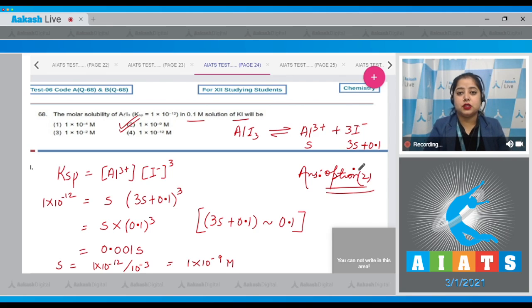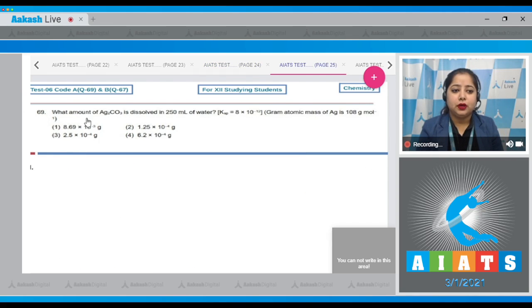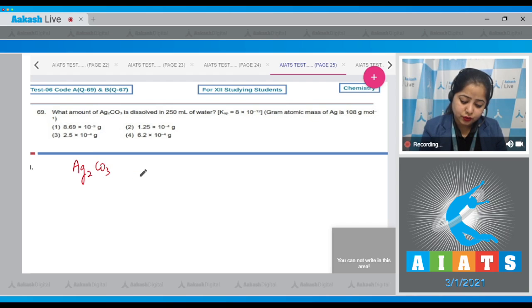Moving to next question, which is 69. Let's read it. What amount of Ag2CO3, that is silver carbonate, is dissolved in 250 ml of water? Student, here first of all I'm writing the reaction of dissociation of Ag2CO3. So Ag2CO3 to give 2Ag plus CO3 2 minus.